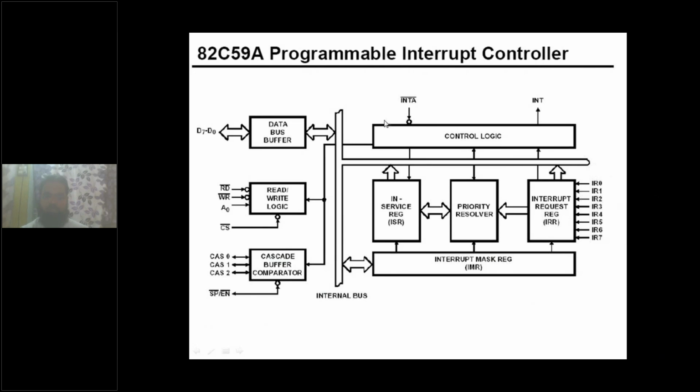Now let us come to the operation of this programmable interrupt controller. See here, this is the data bus buffer using which data can be transferred from the processor to the 8259, and using this data bus buffer, the 8086 processor can send some command words, as well as the address of the interrupting device. This is the read write control logic to handle read and write operations, and this is the cascade buffer comparator. There is a small explanation of this. I won't explain all these things now.